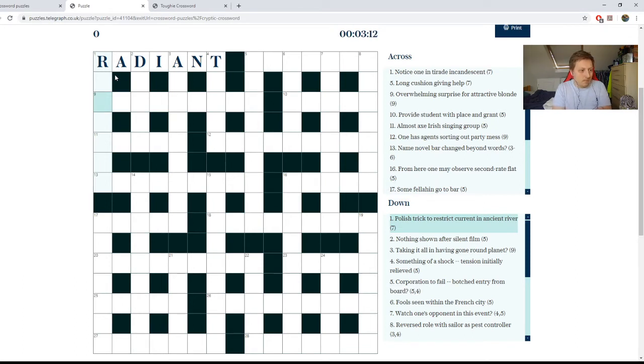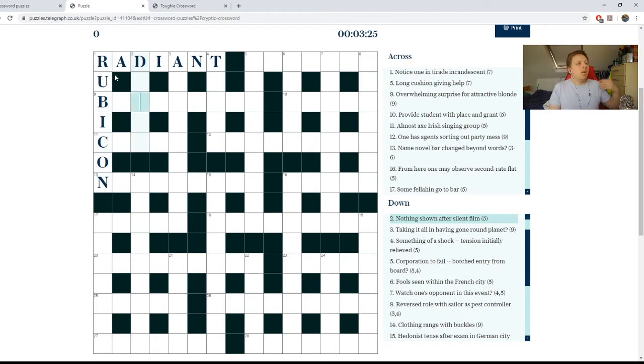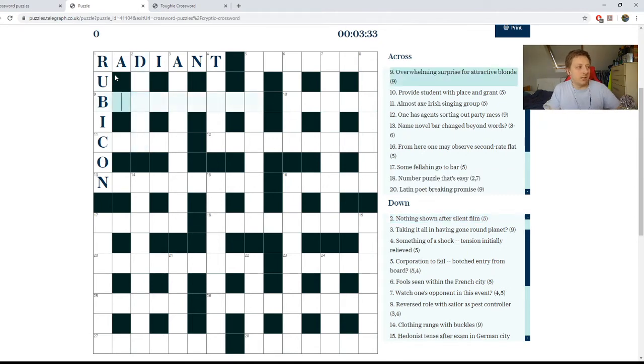Now, why? If you polish something, you rub it. Your I is the current, and then trick is con, and we are restricting the I in that. So it's Rubicon, and if you cross the Rubicon, that means to go beyond the point of no return, doesn't it? I didn't realise it was named, I guess I should have realised it was named after an ancient river.